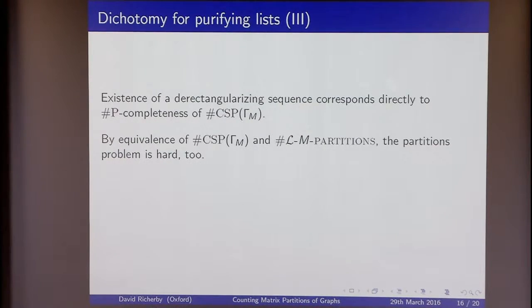Okay, going in the other direction, the definition of derectangularizing sequence will have looked familiar to those of you who know the counting CSP dichotomy, because the counting CSP dichotomy is all based around, can you define some kind of non-rectangular relation? And a derectangularizing sequence is just a particular way of defining a non-rectangular relation. So if we have a derectangularizing sequence, that corresponds quite directly to number P completeness of the corresponding CSP instance. And because these two things are polynomial time equivalent, that gives you number P completeness of the matrix partitions problem.